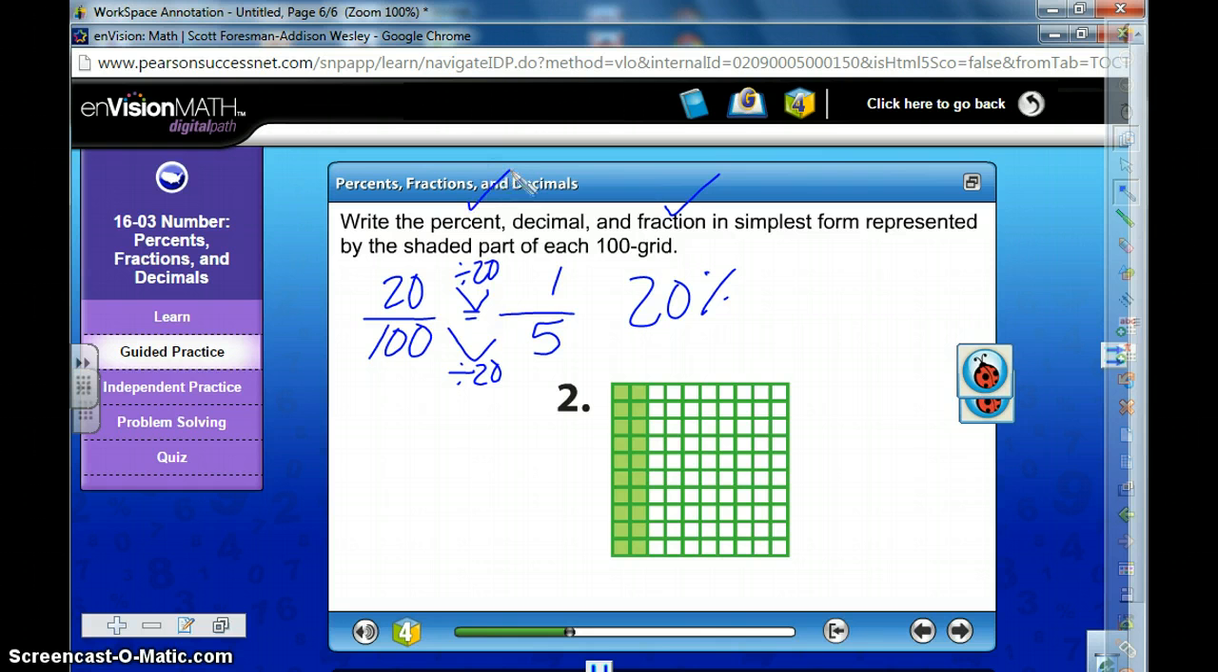What is this as a decimal, Bella? I say what's after the decimal? 20 hundredths. 0 and 20 hundredths. Is 20 hundredths what I wanted? You got it. Very good.